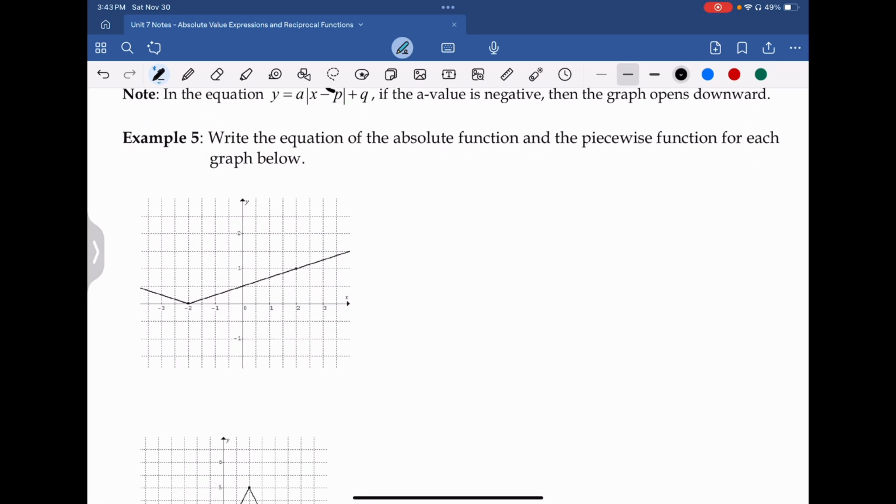Now, in this situation below, what they want us to do is write the equation of the absolute function in the piecewise notation, or piecewise function notation, for each of the graphs below. So there's a couple things we need to know right away, and it's dealing with our vertical stretch factor. Once we know our vertical stretch factor, we also know the point that it flips across, or its vertex point. We then can figure out what this graph is.